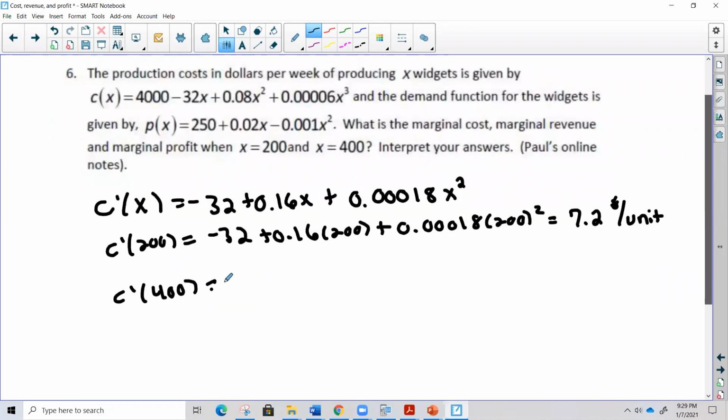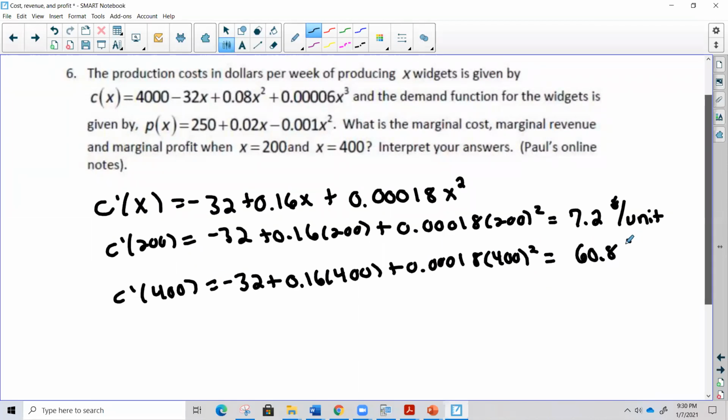Okay, at 400, I'm going to do the same thing and plug in 400. Again, you could type this function into your y equals and then calculate it, whichever one you find to be easier. Okay, and if I simplify that, we should get $60.8 per unit. So again, that gives me the cost to produce the 401st unit.